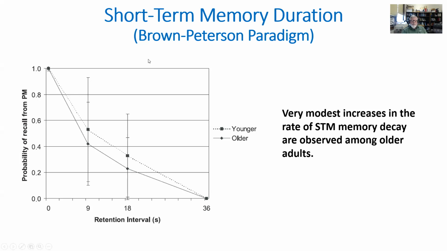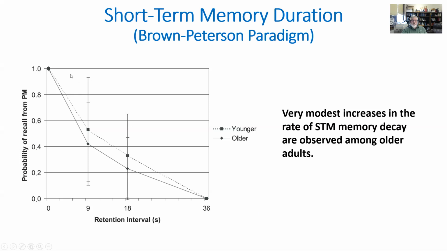What you can see in this particular slide, down here on the x-axis, is what's referred to as the retention interval. That is, how long did you wait from the time you gave people the list to the time you asked them to stop doing the distracting task and report the items. And you can see if you do it immediately with 0 seconds, that is, they never started the distracting task, they're at 100% performance. But even after 9 seconds, they've already decayed about 50%. And by the time you get past 30 seconds, there's nothing left there. It's all gone. They forget everything.